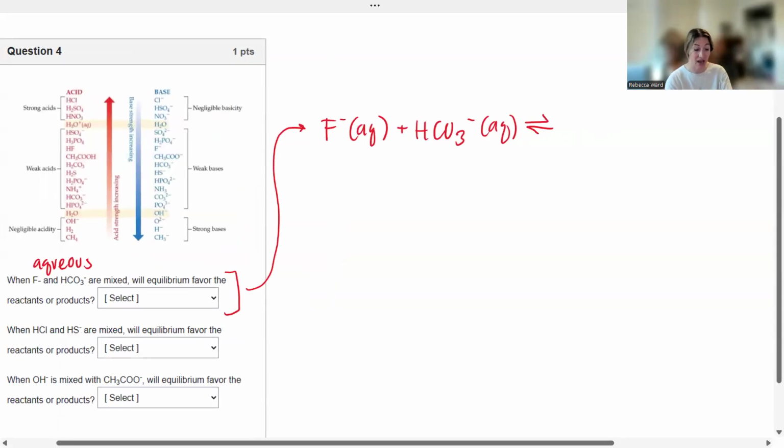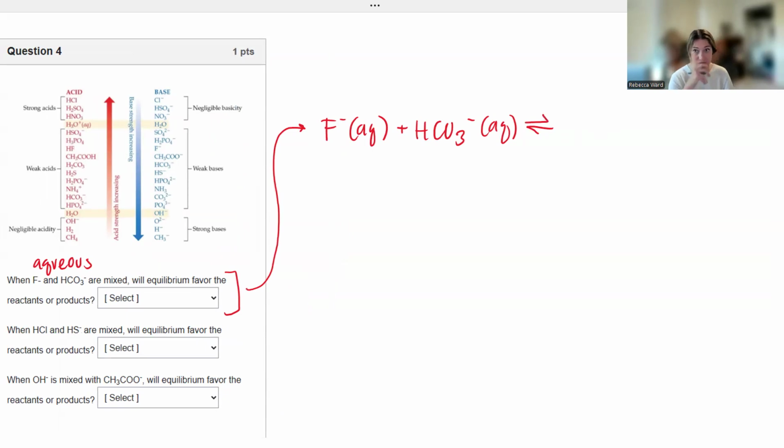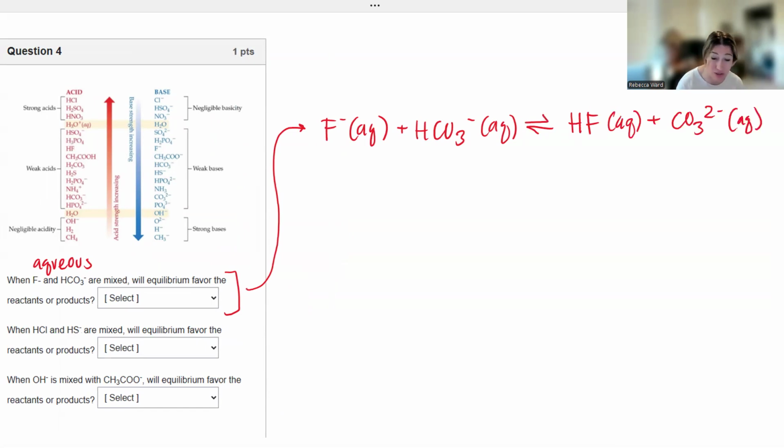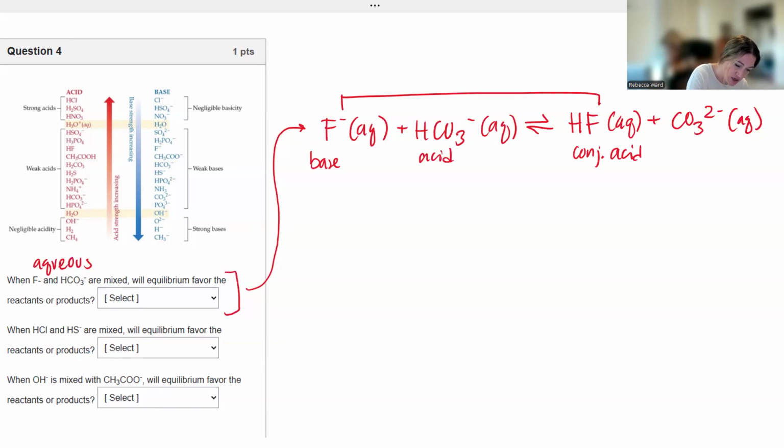What are we thinking that might happen? Well, F minus is going to have to accept that H. Okay, so we're doing acid-base chemistry here, so don't try and do anything other than just transferring a proton. Okay, so I'd have HF and CO3 2 minus, right? Because this F minus, the only thing it can do, it can't give a proton, so it must be acting as the base. It's going to accept it. So this was acting as our base. Here's its conjugate acid. So these two are connected. And then here's our acid. It's donating our proton. And then there's its conjugate base.